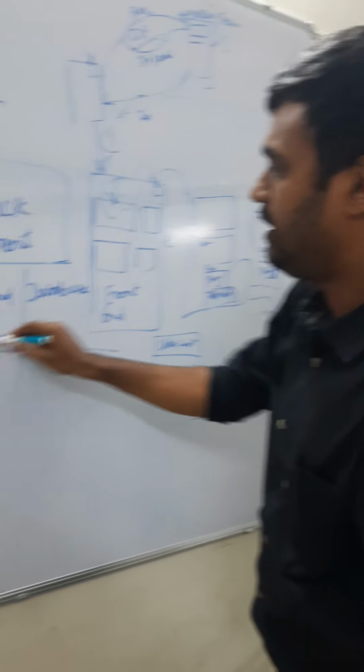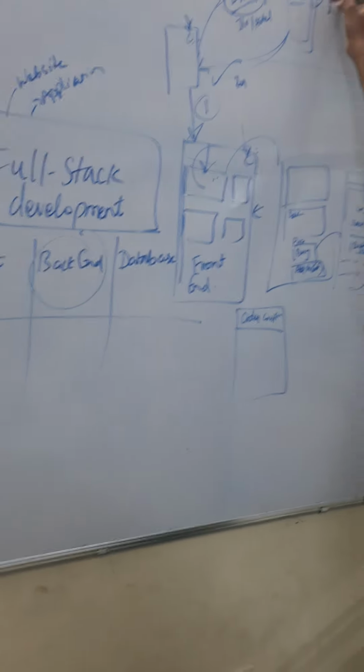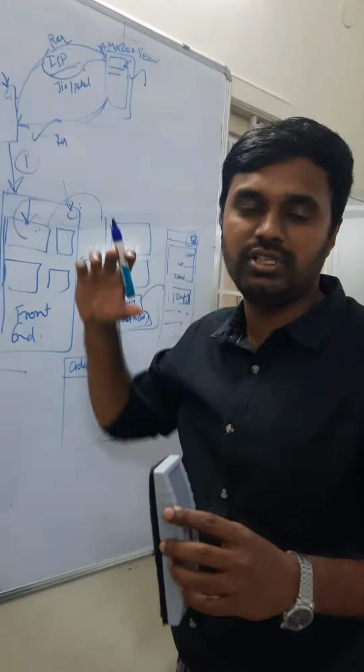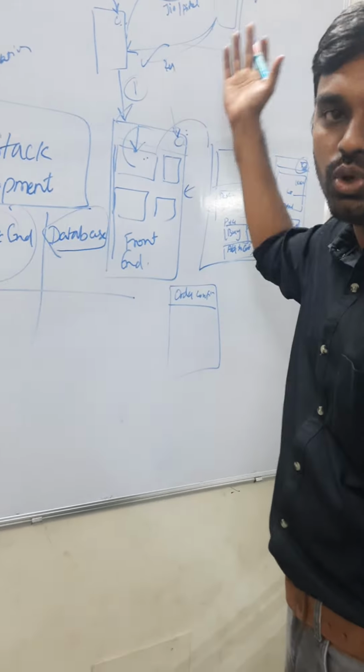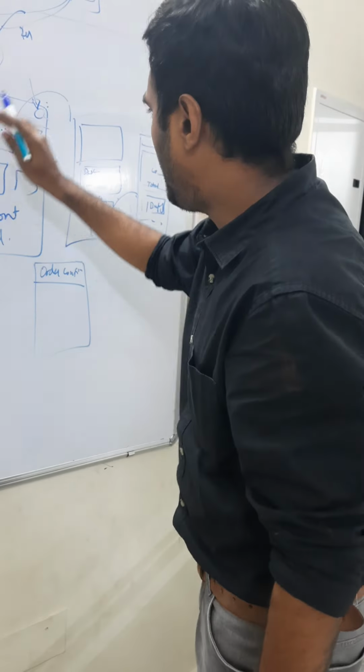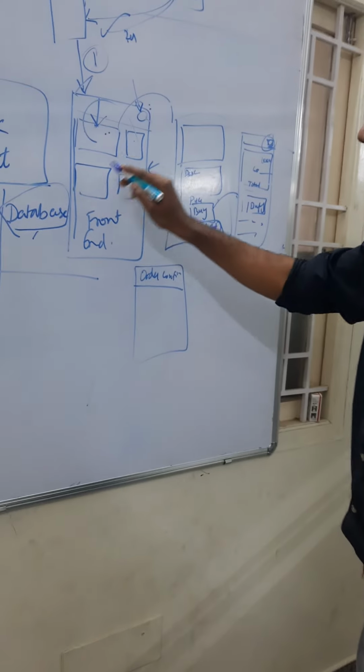This is called the back end, and your details are already stored in the Amazon database. That's called the database. Your details are stored somewhere. That's called the database. And in this scenario, you are seeing these items.